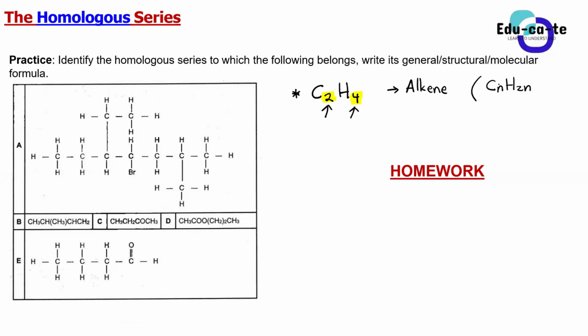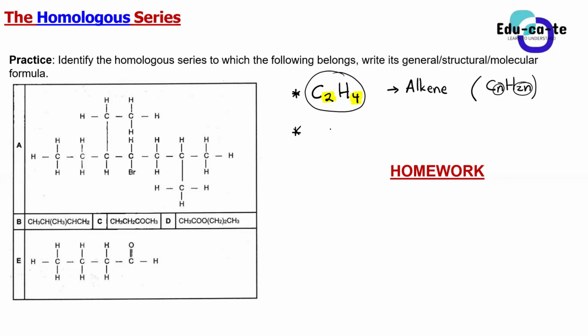So whenever the hydrogen atoms are double the number of carbon atoms, that is already an alkene. That's the general formula of an alkene. So even when you are just given a molecular formula C2H4, you must be able to identify that this is an alkene. How do you identify? You compare the number of carbon atoms and the number of hydrogen atoms. Are we together guys? Yes, sir.